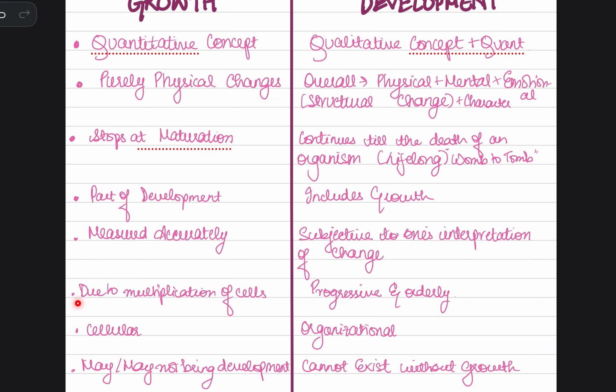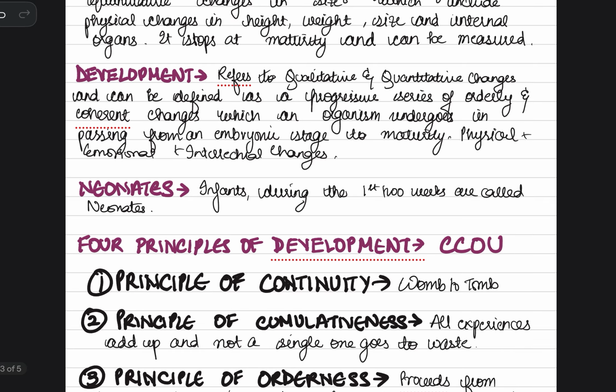Now growth happens due to multiplication of cells, whereas development is progressive and orderly. Growth is at the cellular level, whereas development is organizational. That means it depends on other factors such as the environment, the household, family that we are surrounded with. So growth may or may not bring development, because there's negative growth, there is positive growth. Whereas development cannot exist without growth. So that is it.